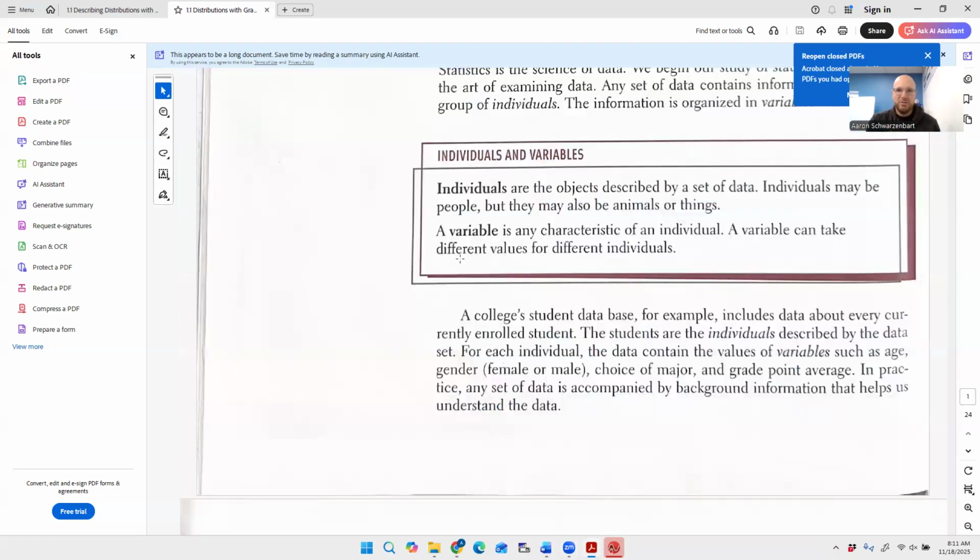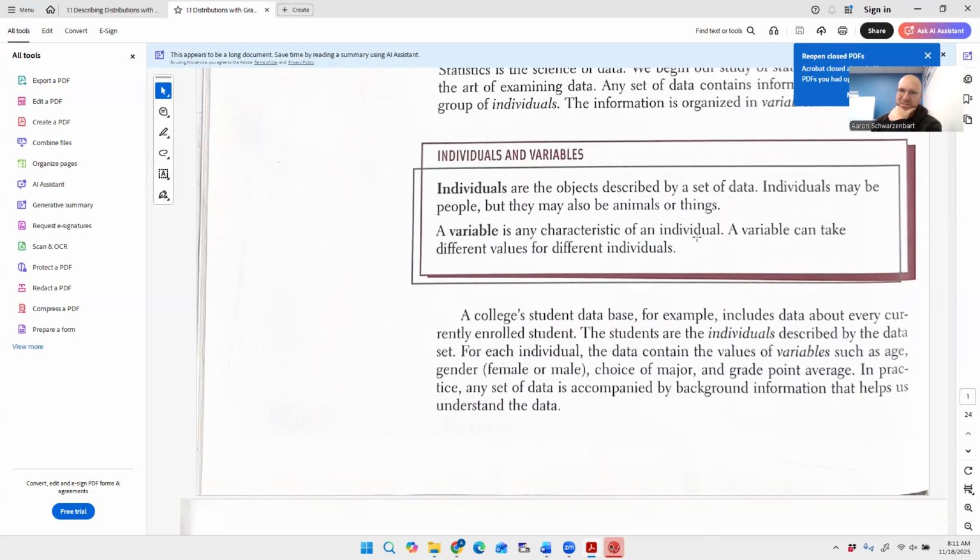Everybody, important things, individuals versus variables. Individuals are objects described by the data set. Individuals may be people, but they may also be animals or things. When we talk about experiments, we'll call them experimental units or subjects. Subjects only applies to people. But when we're talking about data, we're just talking about them as individuals. They do not have to be human beings.